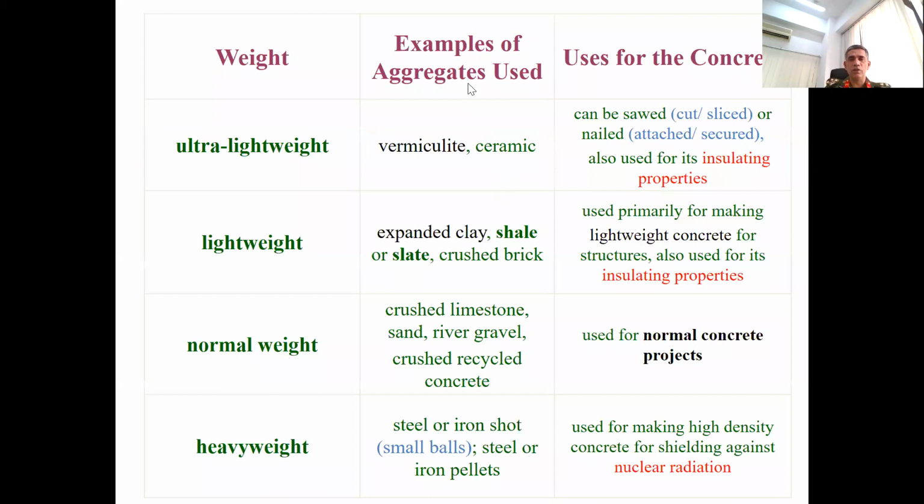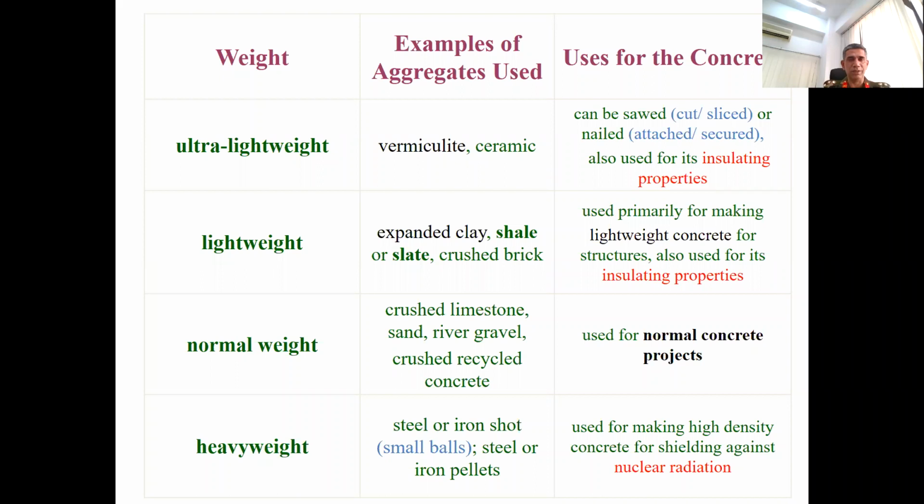So this slide you need not memorize, just see this slide. There are various types of aggregate in terms of weight, and there are some examples of these aggregates in case of concrete, and how these aggregates are used. One aggregate is called ultra lightweight. Actually these are minerals, like vermiculite or ceramic. So they fall under ultra lightweight.